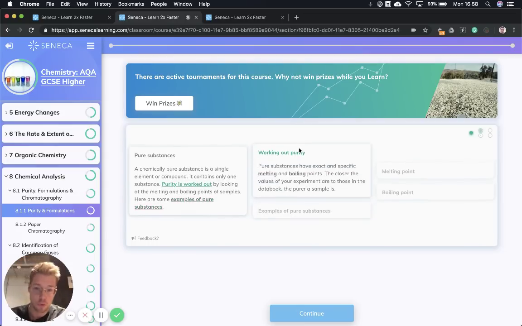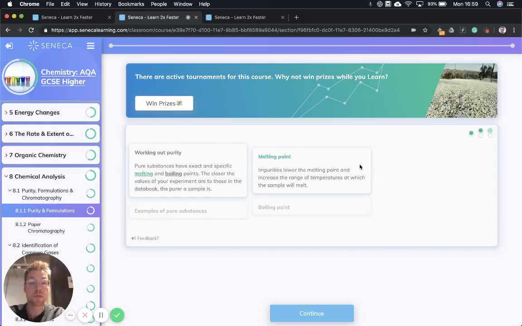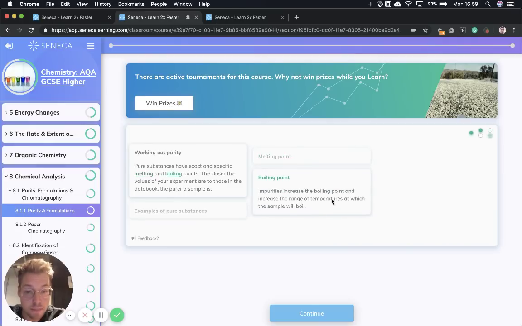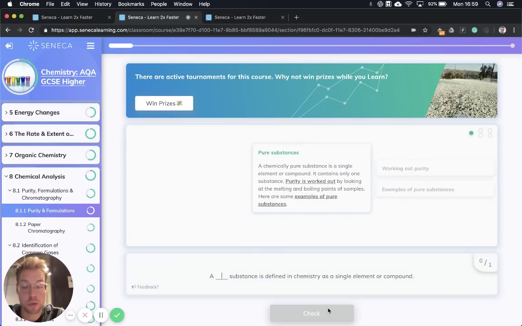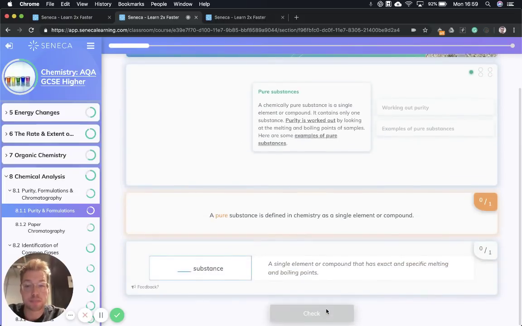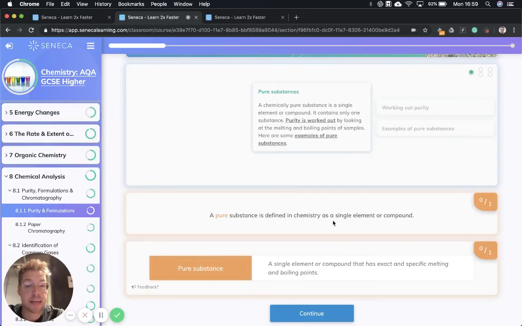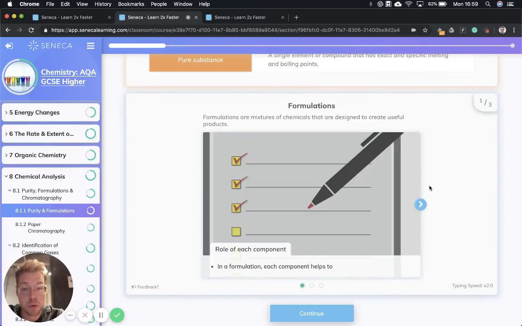Those are all pure. And to work out purity, we look at the melting and boiling points of substances. Pure substances have specific melting and boiling points. The closer the values of your experiment are to those in the data book, the purer the sample is. Impurities lower the melting point and increase the range of temperatures at which the sample will melt. And impurities increase the boiling point and increase the range of temperatures at which the sample will boil. So remember, a pure substance is defined in chemistry as a single element or compound, and they have exact and specific melting and boiling points.